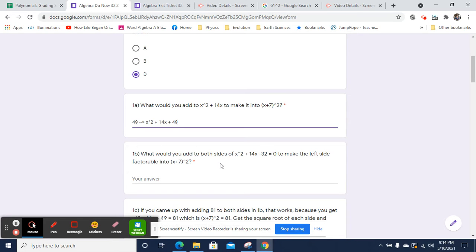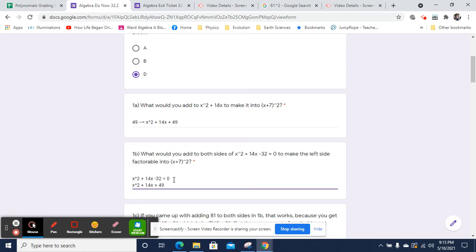Now, what would we add to both sides for x squared plus 14x minus 32 equals 0 to make it into that? So I'm going to copy this. We want to make the left side x plus 7 squared. This is what we need. We need to turn this into this.